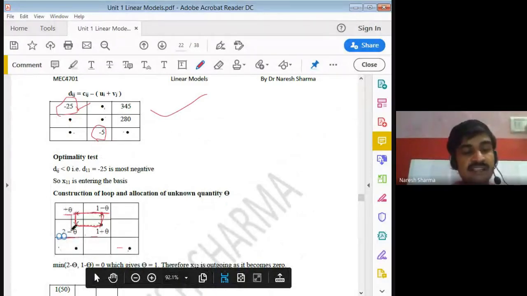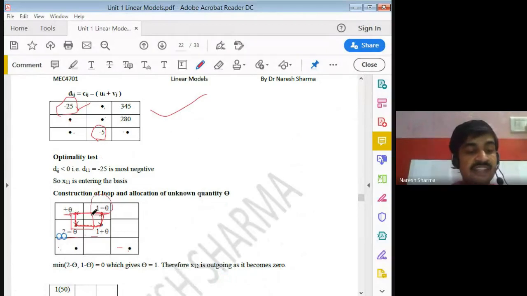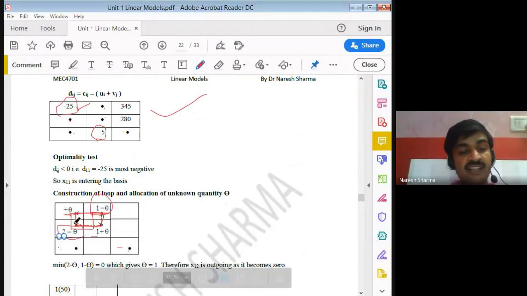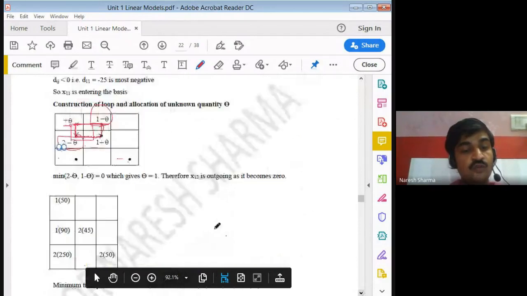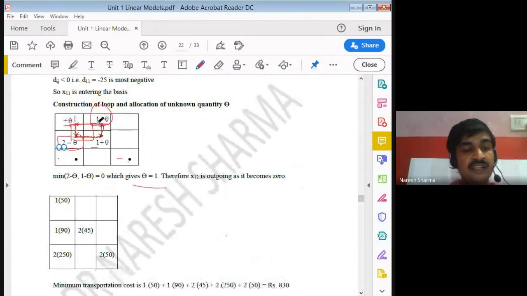Here we subtract theta, again add theta, then again subtract theta, then close the path. So at these 2 points, we take this equal to 0. One gives us theta is 1, another gives us theta is equal to 2. We choose the minimum one, which is theta is equal to 1. So we write here theta 1, 1 minus 1, 0. So here you get 0. 2 minus 1 is 1. Here 1 plus 1 is 2.